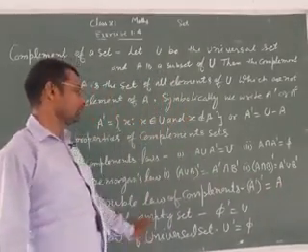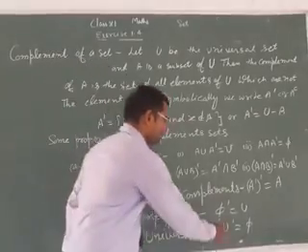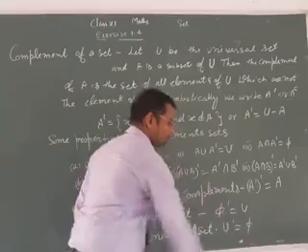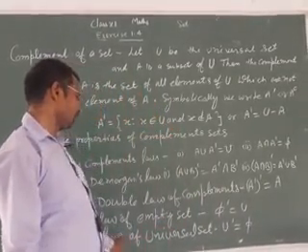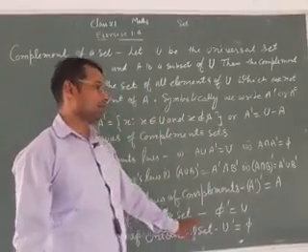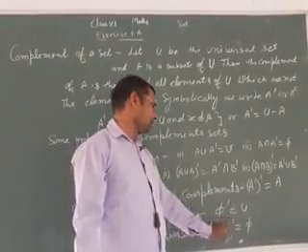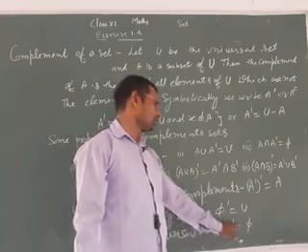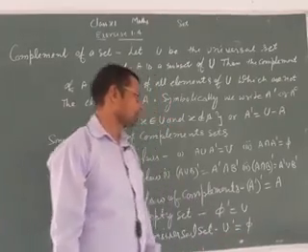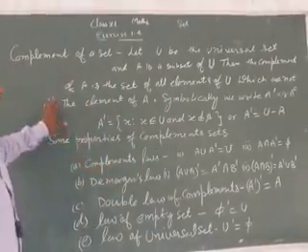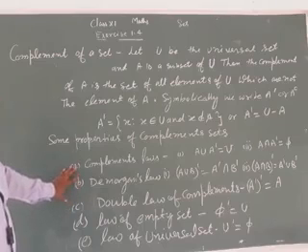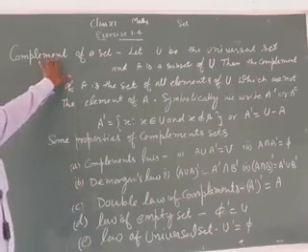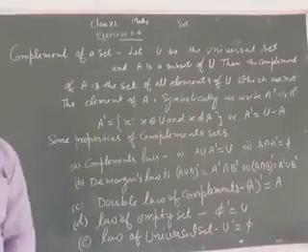Law of the empty set: the complement of phi is equal to the whole universal set. And law of the universal set: the complement of the universal set is equal to phi. So now learn these properties. Tomorrow we will discuss the complement of a set. That's all.